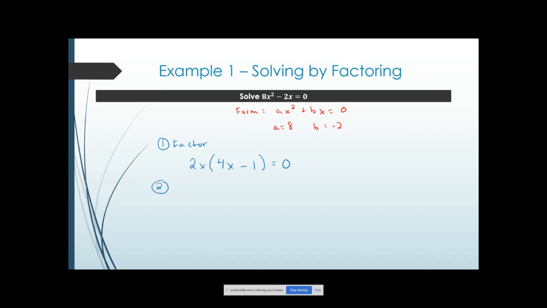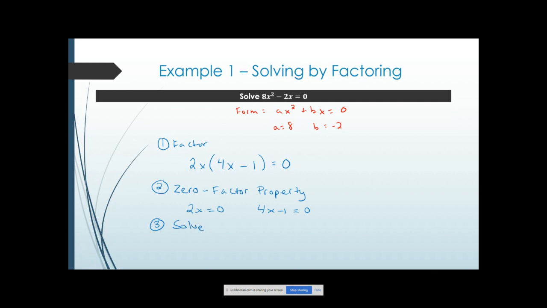Okay, so now I have 2x times 4x minus 1 equals 0, and now we're going to use the zero factor property. And that is where you set each factor equal to 0. So I set 2x equals 0, and then 4x minus 1 equal to 0. The 4x minus 1 is one of the sets of parentheses, so that's equal to 0. The 2x is in front of it, that's still multiplied, so that's the other part of it. And then I need to solve.